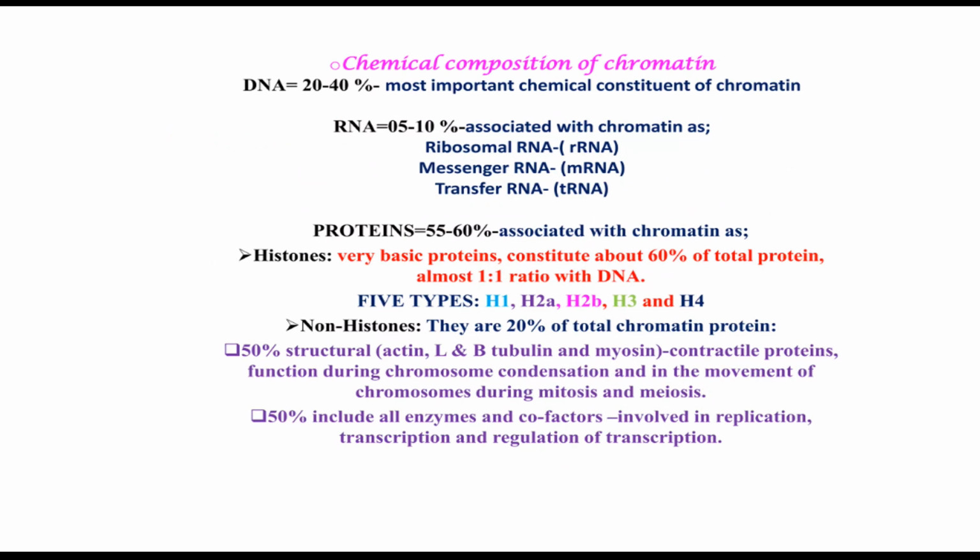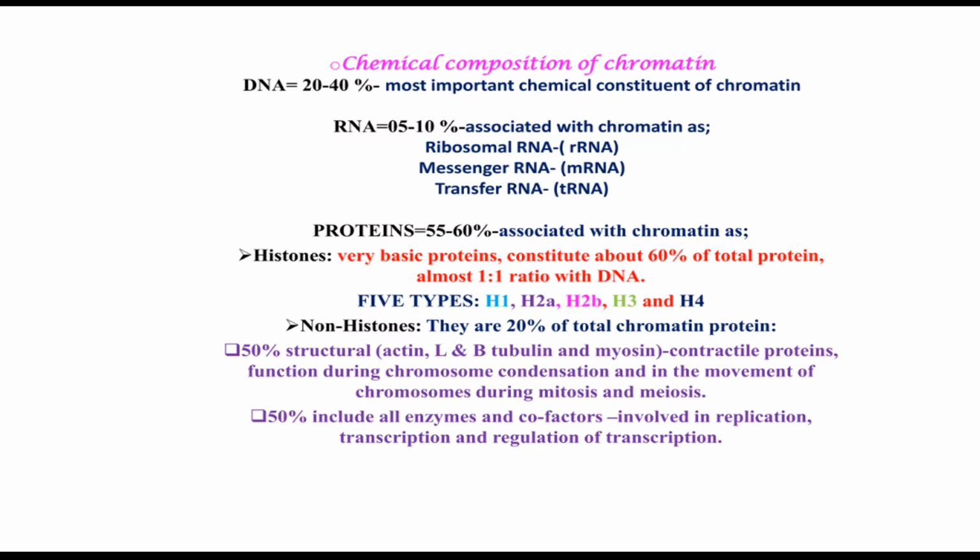Chemical composition of chromatin. DNA, 20 to 40%, is the most important chemical constituent of chromatin. RNA, 5 to 10%, is associated with chromatin as ribosomal RNA, messenger RNA, and transfer RNA. Proteins, 55 to 60%, are associated with chromatin as histones, a very basic protein constituting about 60% of total protein, and almost a 1:1 ratio with DNA. The five types of histones are H1, H2A, H2B, H3, and H4.